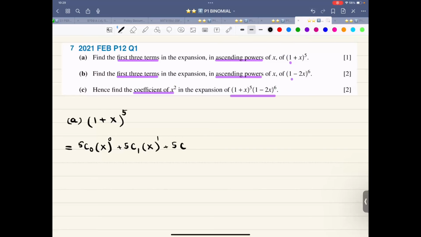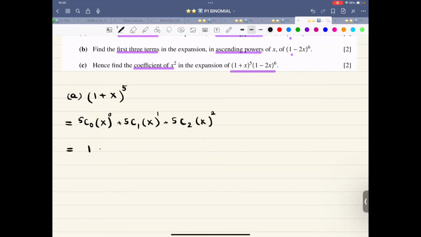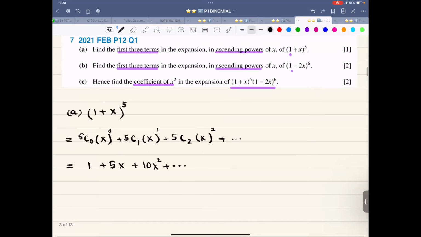And then 5c2, x raised to power of 2. This is 1. This is 5x. 5c2 is 10x squared. There are many more terms, but we are just interested in the first three terms.